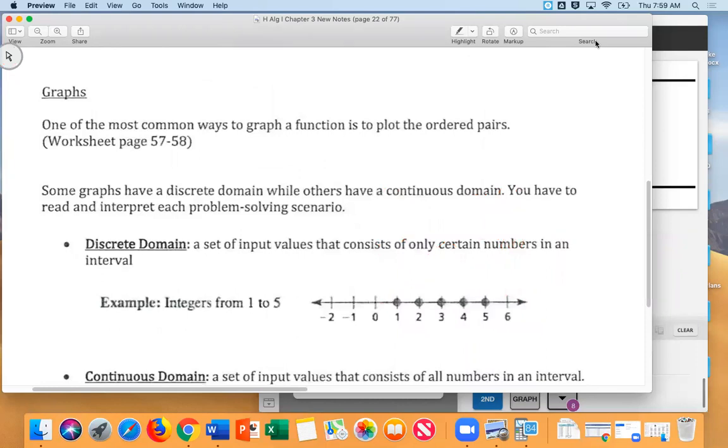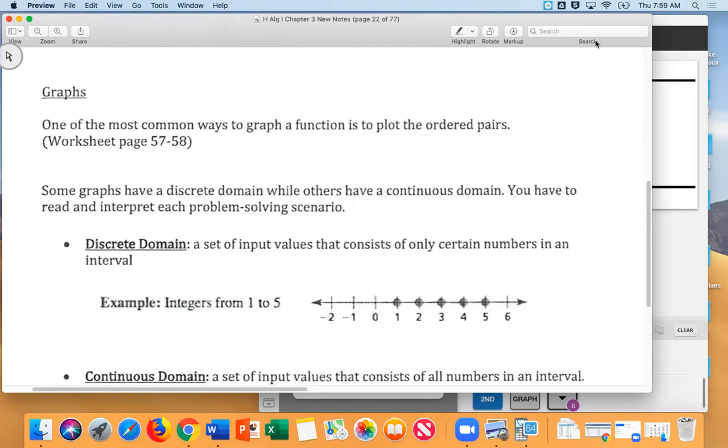All right. So it says one of the most common ways, and the way I like it the most, is to graph a function on a coordinate plane. So some graphs have discrete while others have continuous. So remember, discrete is the disjoint ones and continuous is the smooth curves, okay?